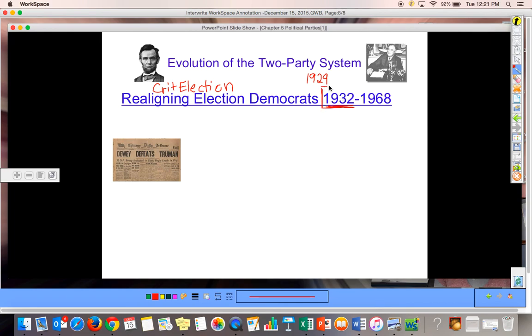So during this time, Franklin D. Roosevelt became the president and really led us through the Depression era. So this era right now is dominated by the Democrats.